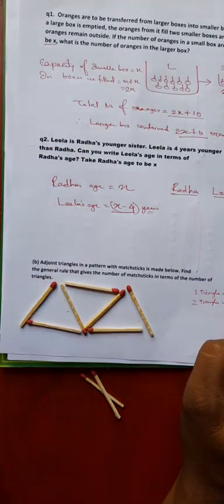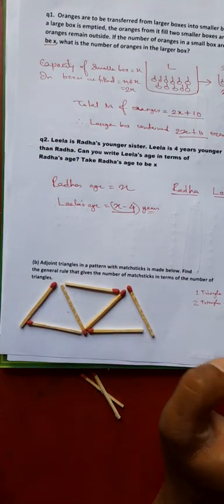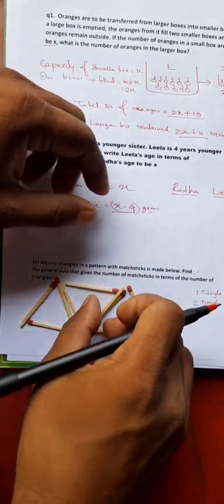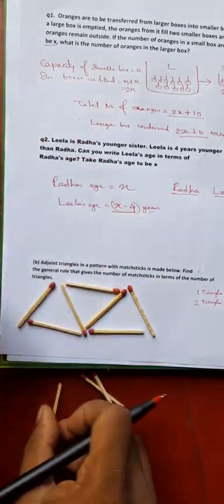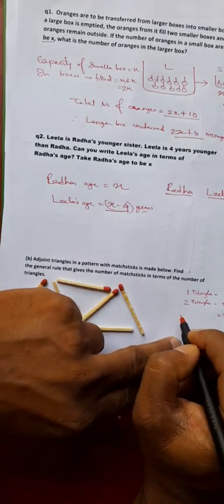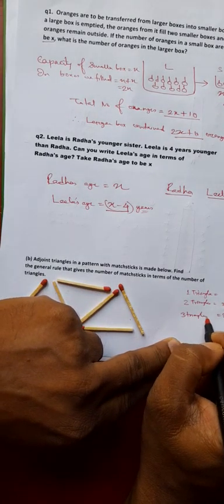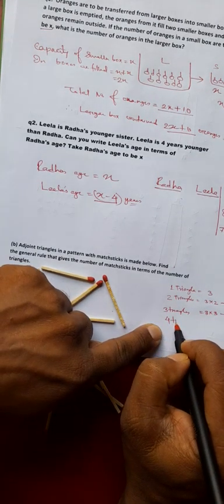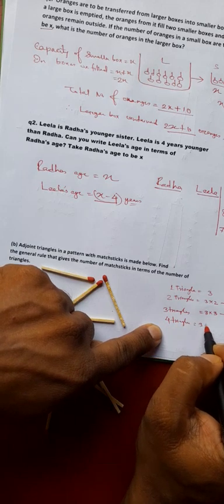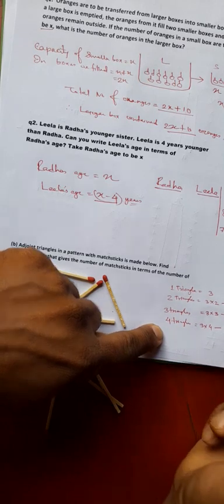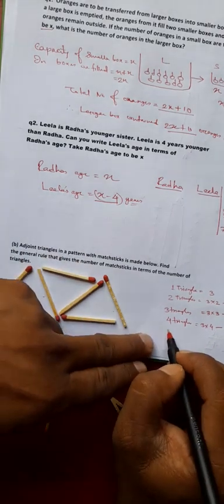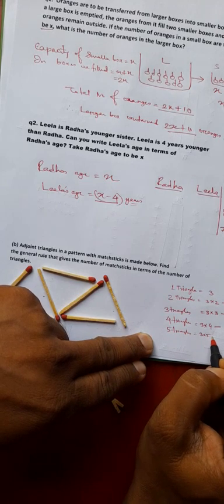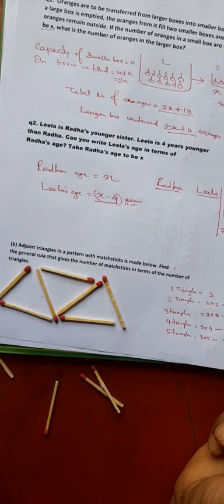Now for forming 3 triangles, ideally you should have considered 3 multiplied by 3, but we are replacing 2 sticks. One is from here, one is from here. We are replacing these 2 sticks. That means we are subtracting 2. Similarly, for 4 triangles, 3 multiplied by 4, we will replace 3 sticks, and so on. For 5 triangles, 3 multiplied by 5, we will be replacing 4 sticks, and so on.